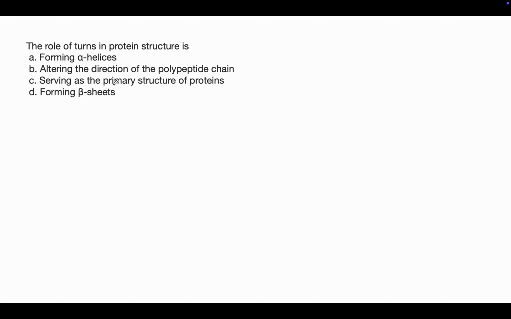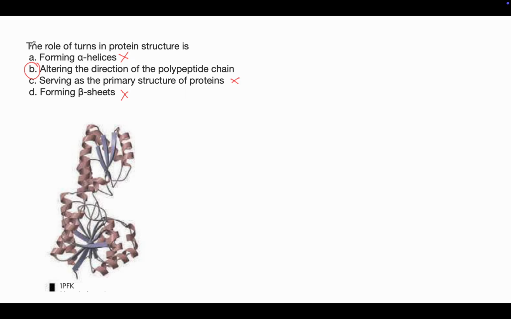The role of turns in protein structure is forming alpha helixes, altering the direction of the polypeptide chain, serving as the primary structure of protein, forming beta sheets. So forming alpha helixes and beta sheets is not possible. The turns are not possible for forming helices or beta sheets. Serving as the primary structure, no, primary structure is solely formed by amino acids and peptide bond formation. Altering the direction of the polypeptide chain, this is correct, as I mentioned earlier also.